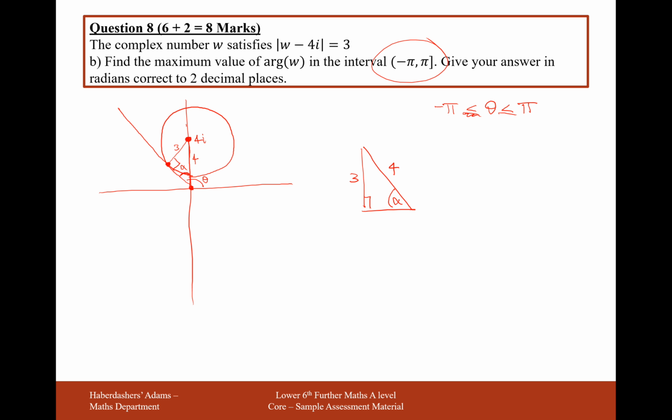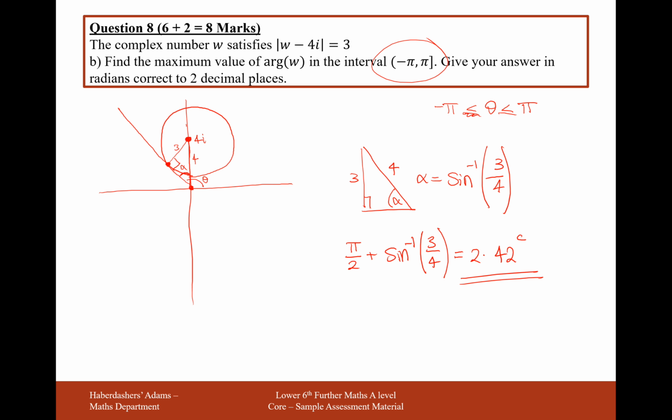So this is therefore going to be definitely alpha equals sine minus 1, opposite over hypotenuse, 3 over 4. And add on the 90-degree angle there. So it's going to be pi by 2, add sine minus 1 of 3 over 4, which is going to be 2.42 radians. So that's the maximum value of arg of w.